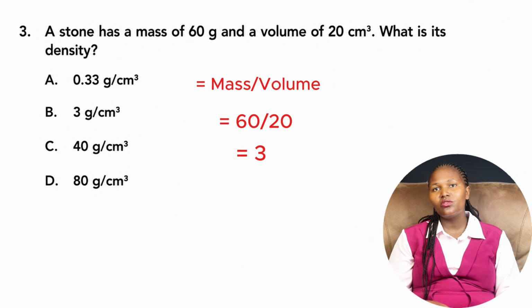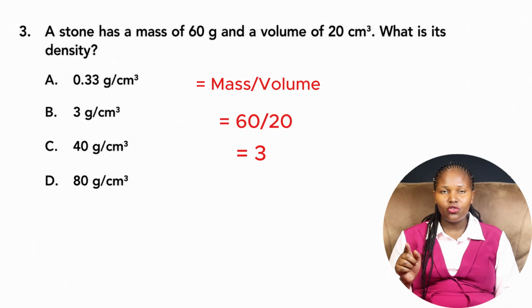Sometimes you need to convert the units, but in this case we have grams and centimeters, and the common units here are grams per centimeters cubed. Sometimes we have kilograms per meters cubed. So if it comes to your exam, use the evidence in the question and do not choose an option because one word looks familiar.